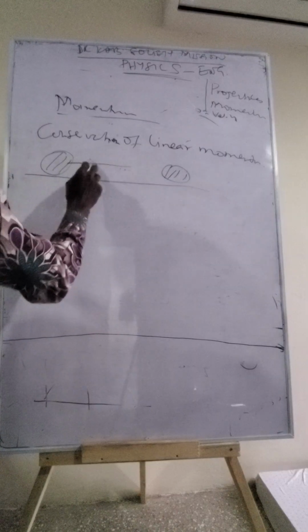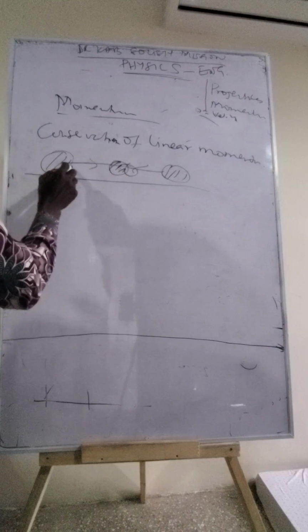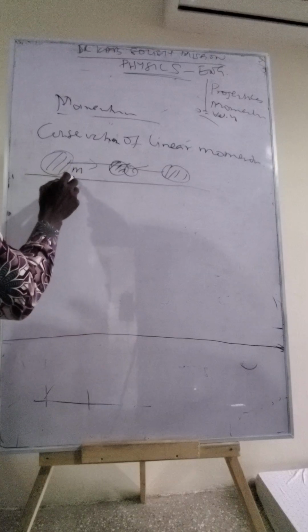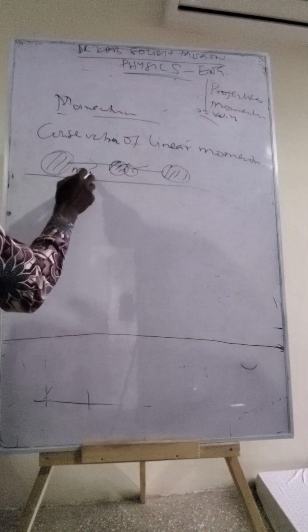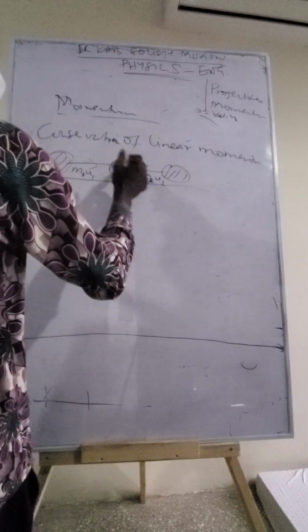Now this is coming, this is also coming. They will collide. Okay. So this was coming with mass, its mass is this. It was coming with a velocity of u. Let's say mass 1 with velocity u1. This was mass 2 coming with velocity u2. Okay. So when they hit each other, they are going to move.